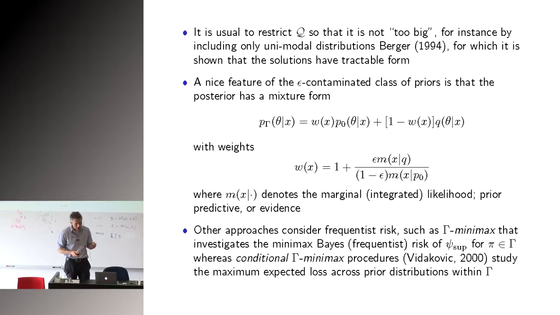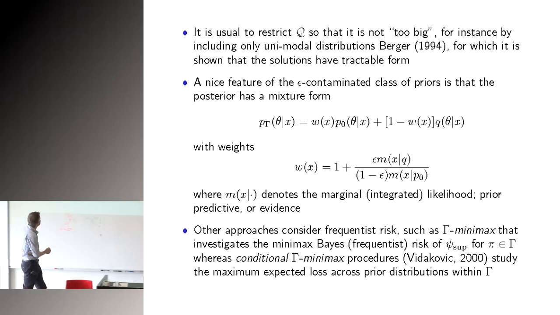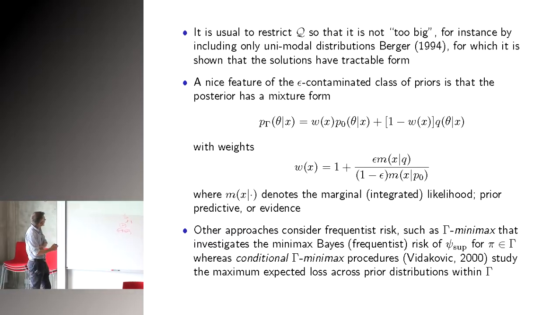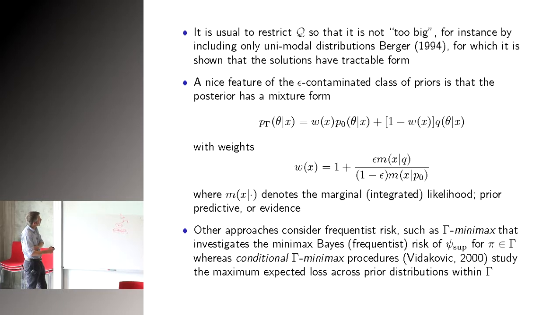And a nice feature of the epsilon contamination class of priors is that the posterior has a mixture form. So if the prior is a mixture, saying there's a potential contamination from something external, then the posterior also has a mixture form. And so what this says is that the model I should end up working with, or at least considering, has a weighted form, with an updated weight on the model that I was going to use, or rather a down weighting.